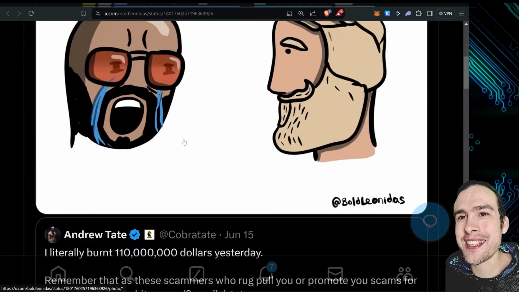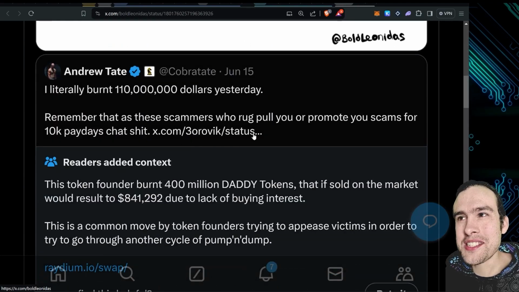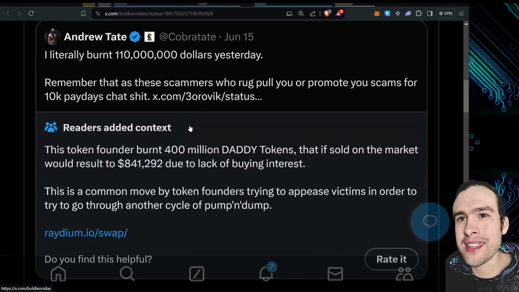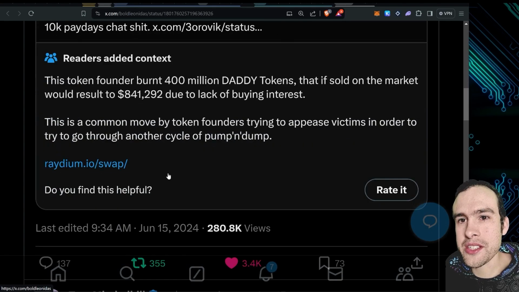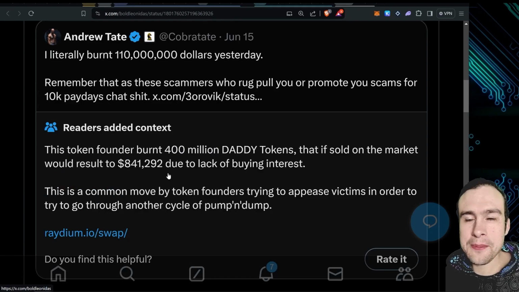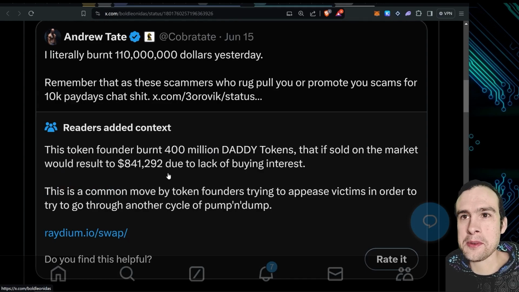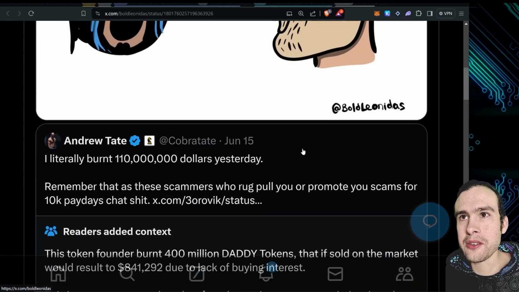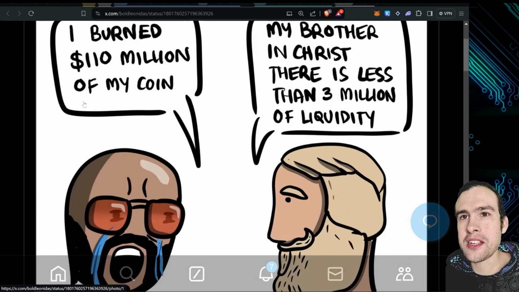Everyone's trying to ratio Tate against Iggy. This is a weird thing going on between these celebrities as well. I don't know, it keeps things spicy. People like drama, so I guess maybe it keeps people sticky. But yeah, that's wrong, completely wrong. And here, I burned 110 million of my coin. It's like, my brother, there is less than 3 million of liquidity.